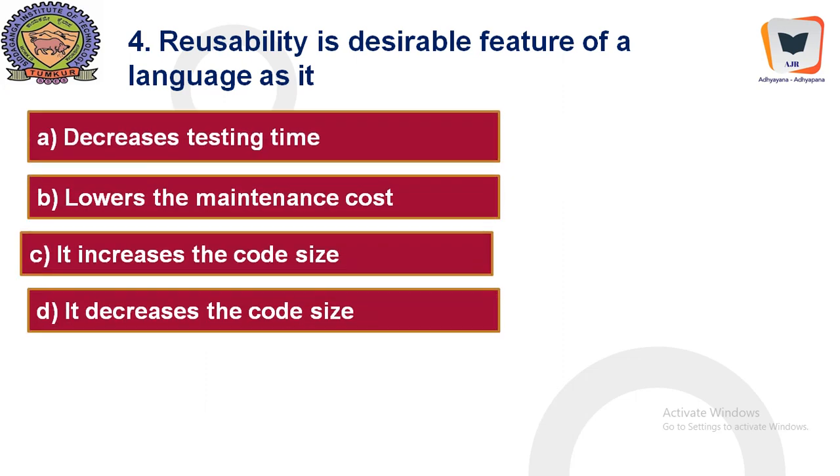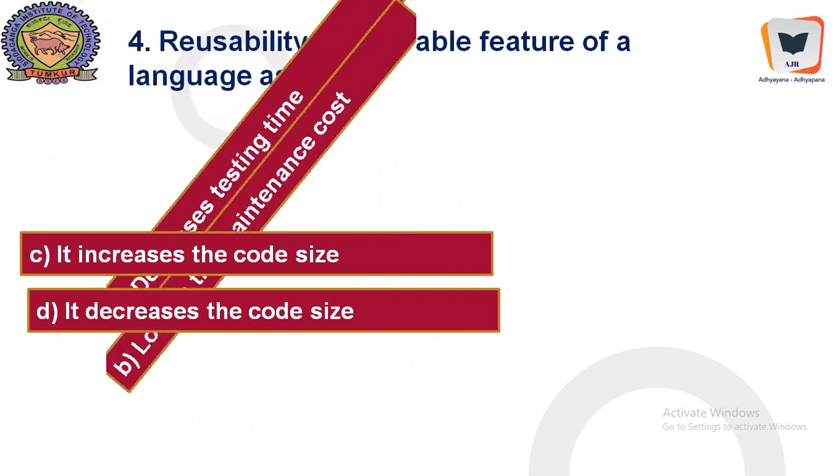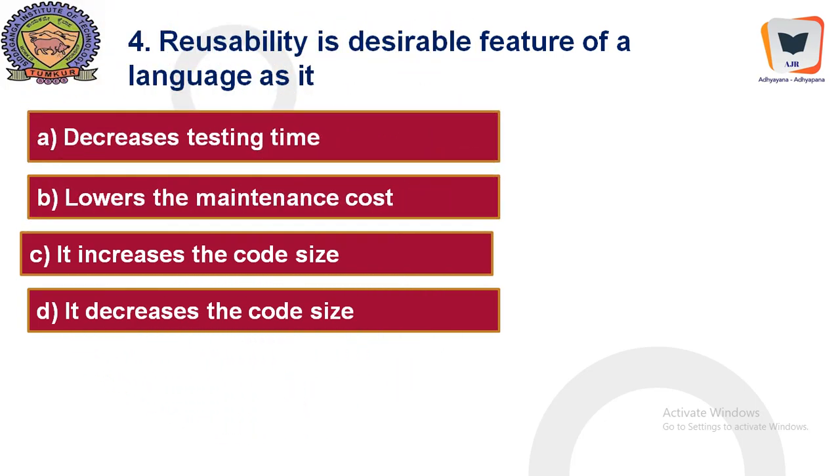The answers that are coming over here are: decreases the testing time, lowers the maintenance cost, and it increases the code size, or it decreases the code size. Therefore, the correct answer should be the first two. It decreases the testing time because it is already being tested. It lowers the maintenance cost because it is bug free.